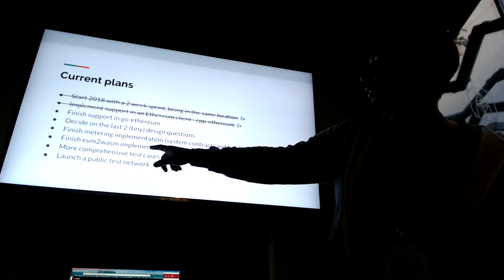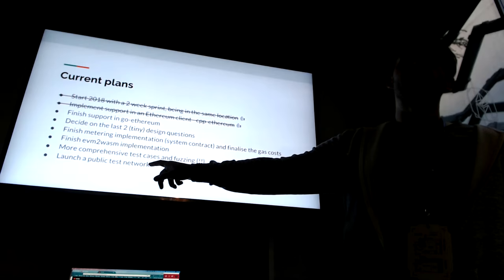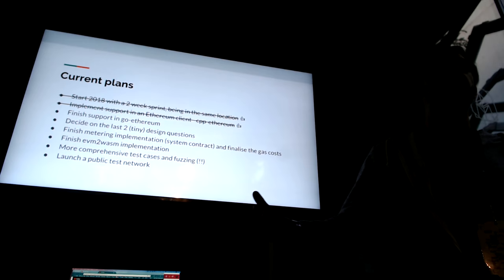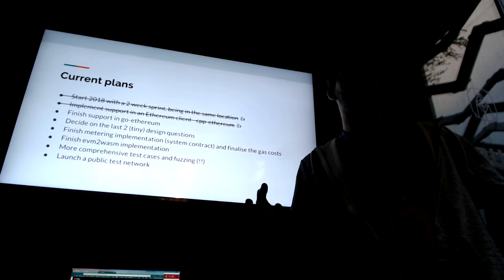So this is the end goal, to have a public testnet. But one thing which is not mentioned there is, it's kind of unclear yet, and this is probably going to be the main question hopefully you guys can ask, but it's unclear yet how this is going to be deployed. In the past, it was planned to be deployed on main chain, but now it seems a bit more realistic that it's going to be part of a sharding solution.